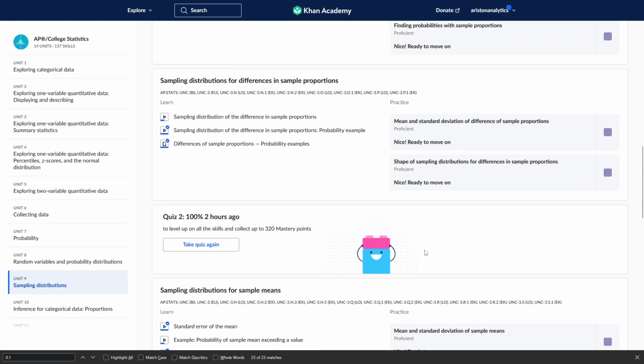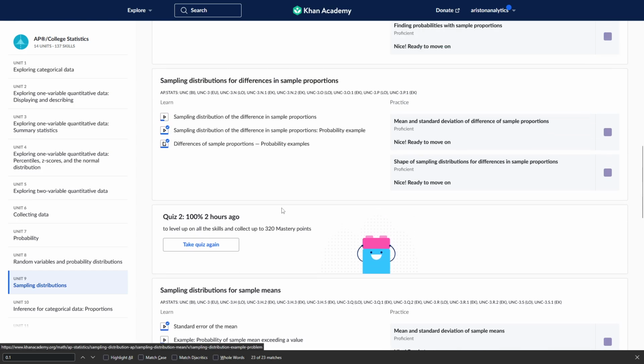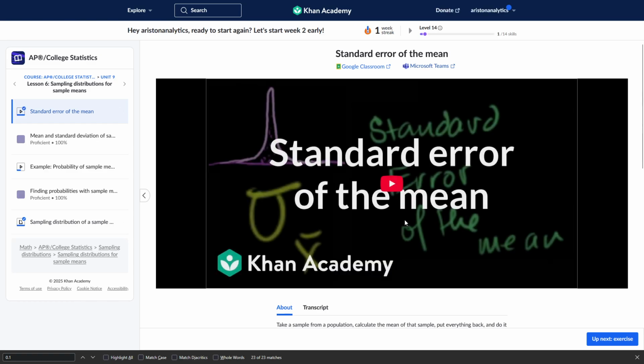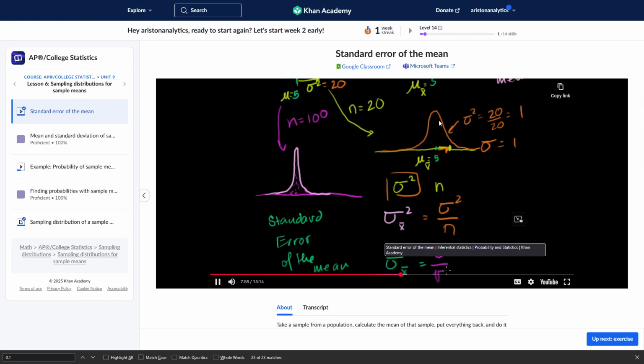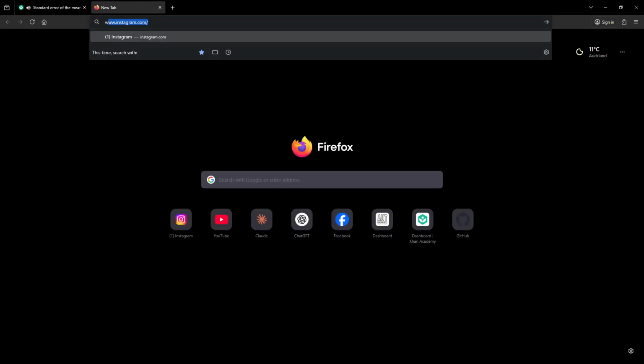It's used for answering questions like standard error, standard error of the mean. Let's just quickly review it one last time. Divided by the square root of n. Let's just look it up: sampling distribution of the sample mean.